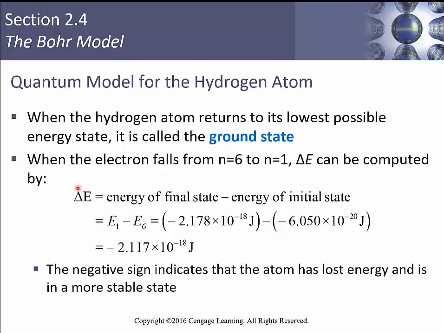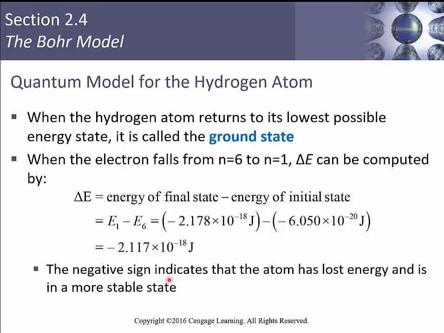Anytime you see this delta, it's almost always going to be final minus initial. We're going to see lots of delta E things, delta E, delta H, delta G. These all mean final minus initial. So if we're looking at the energy from the initial state to the final state, we end up with negative 2.117 times 10 to the minus 18 joules, with a negative sign indicating that the atom has lost energy and is in a more stable state.